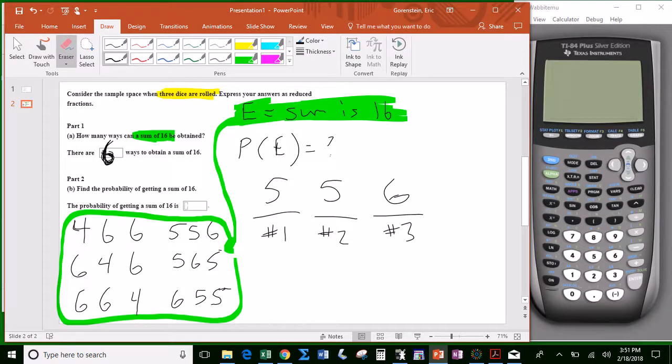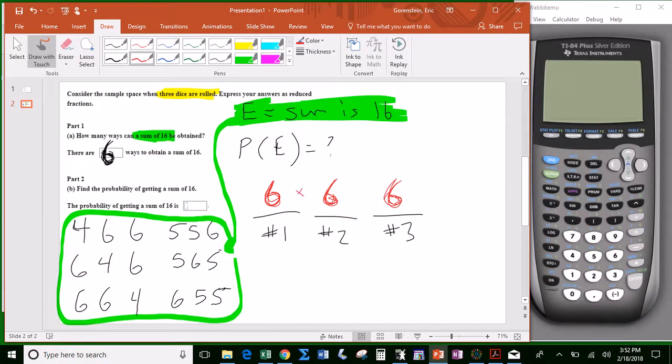Now for part B, what's the probability of getting a sum of 16? Well, that's 6 out of how many? There are 6 ways our event could happen. How many total combinations of 3 dice are there? For each die there are 6 options. Now this is not the number 6, this is 6 options. For die number 1, we have 6 options, for die number 2, 6 options, for die number 3, 6 options.